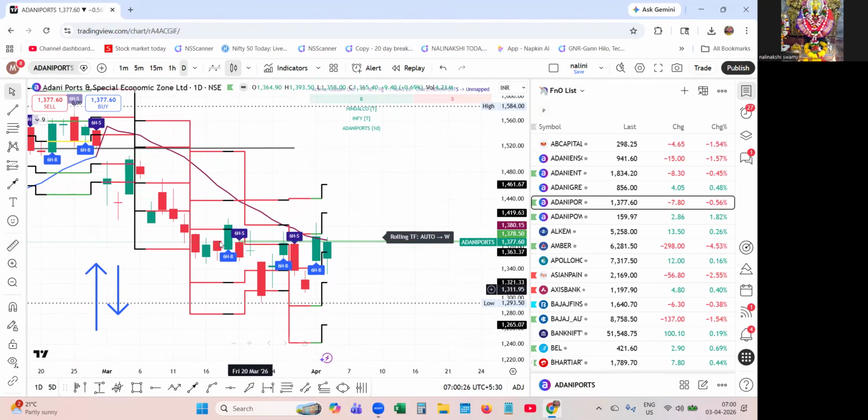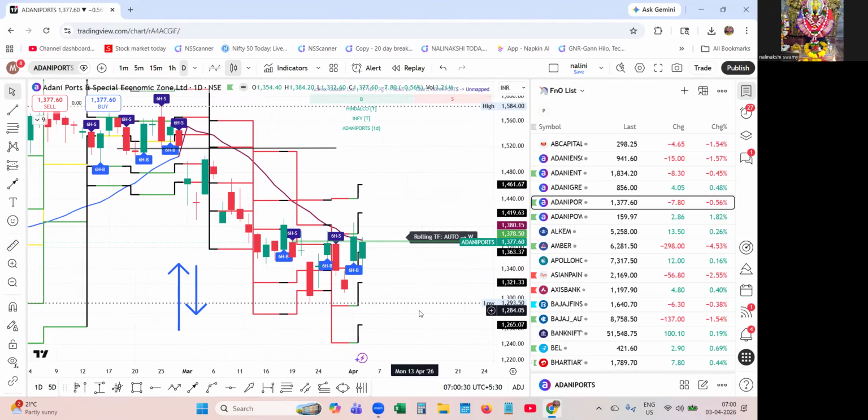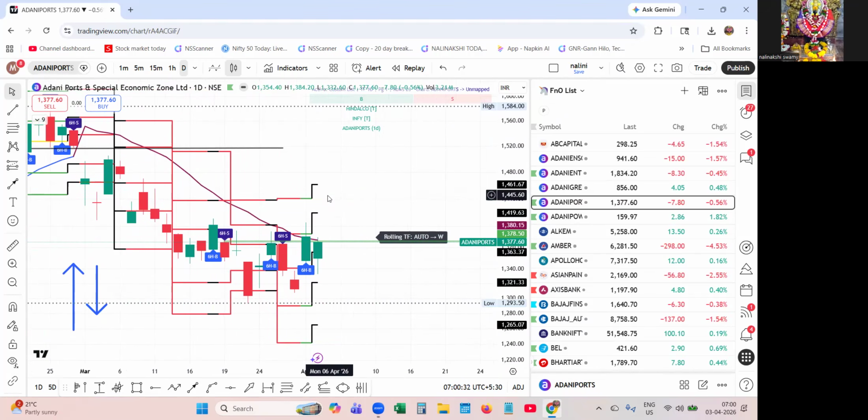Now the same thing, it has come down and it has started the accumulation phase. It may start moving higher. This is the correct phase. You can track this stock like this. You can track it for a swing trade for a few days, or you can track it for your option trade also.